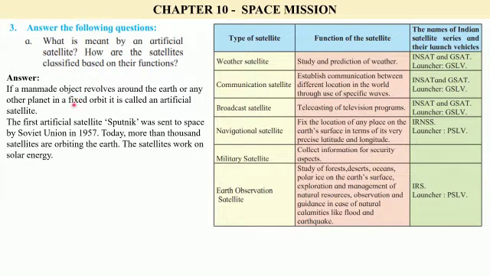So here you have been given the first part of the question, that is what is meant by artificial satellite, and the types of satellites based on their functions have been given in this table. So you will draw the table, write down the details of the table along with the definition of artificial satellites.